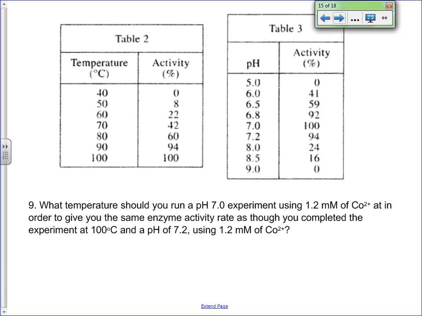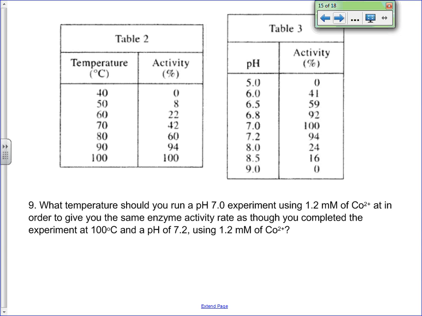Question 9. What temperature should you run a pH 7 experiment using 1.2 millimolars of cobalt ion in order to give you the exact same enzyme activity rate as though you completed the experiment at 100 degrees Celsius and a pH of 7.2 using 1.2 millimolars of cobalt? Now, this is where these questions start to get complicated. There's a lot of words here and a lot of variables. But we just need to find the experiment that matches the one we're looking for.